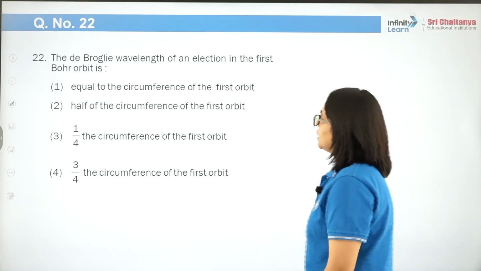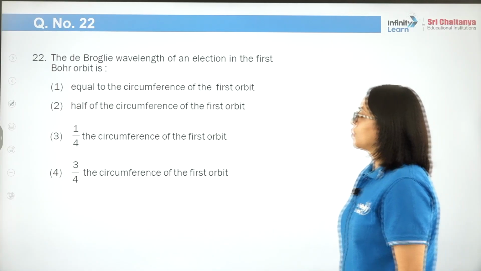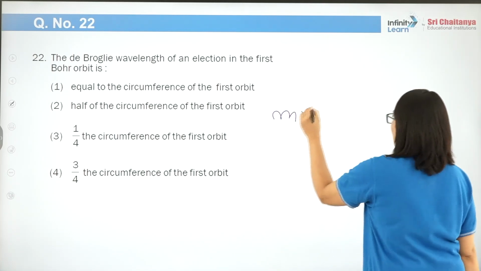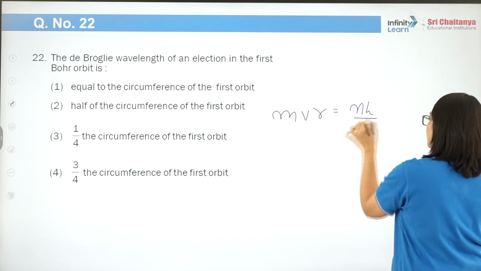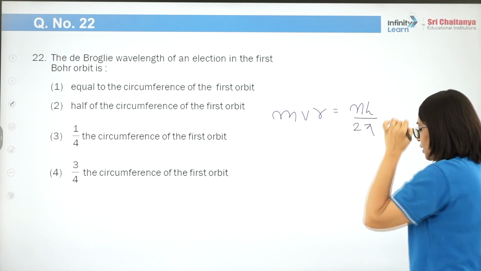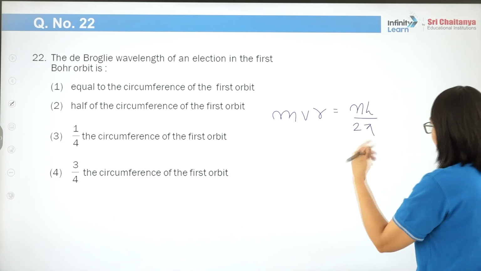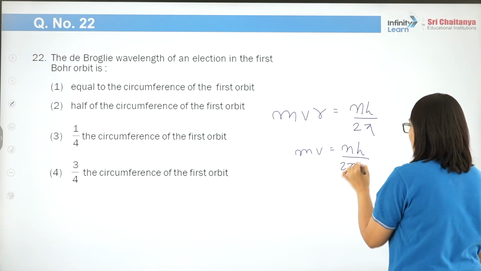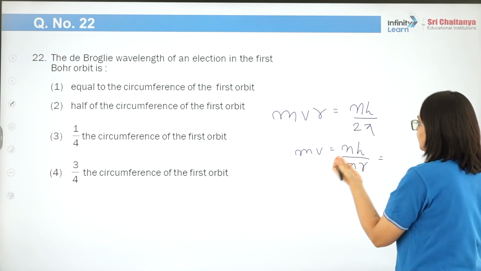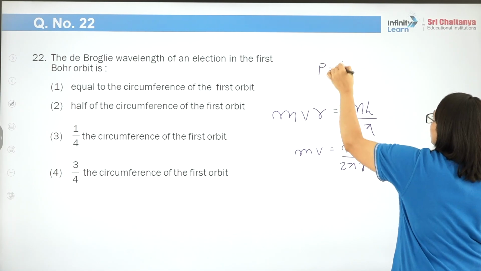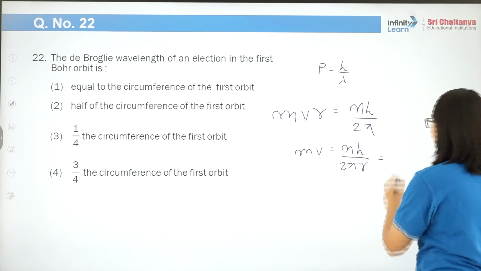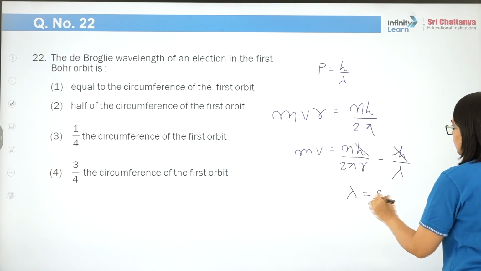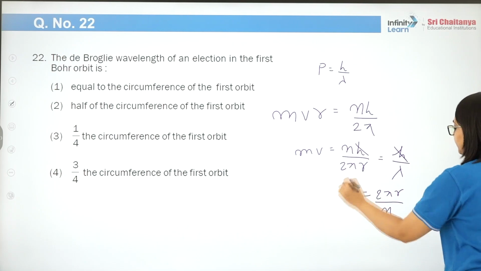Question number 22. The de Broglie wavelength of an electron in the first Bohr orbit is. Okay. So we know that mvr is equal to nh upon 2 pi. Over here, now if you put mv as nh upon 2 pi r, then mv is nothing but momentum, and we know that p is equal to h upon lambda. So over here this is h upon lambda, h cancels, and lambda is 2 pi r divided by n.